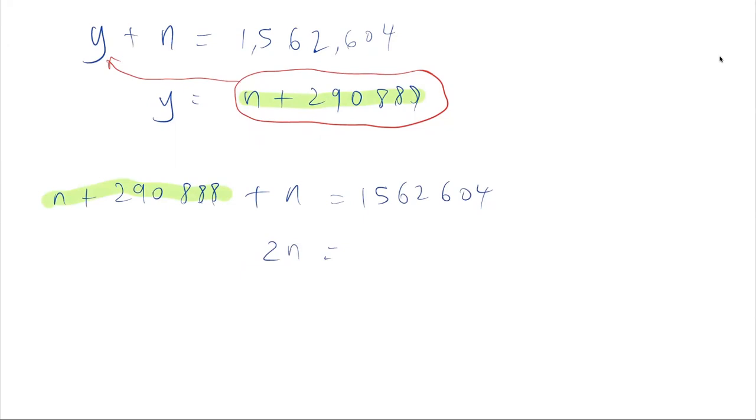So let's grab a calculator and do that. 1,562,604 minus 290,888, and we get this amount over here, 1,271,716. That's 2N. And then to work out what N is equal to, we divide that by 2. And we get that the no vote is 635,858. All right, so that's the no vote.